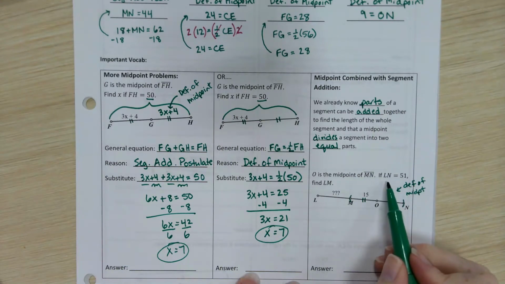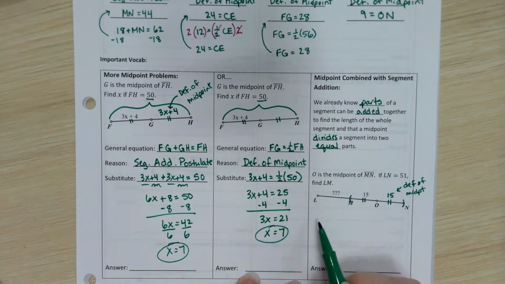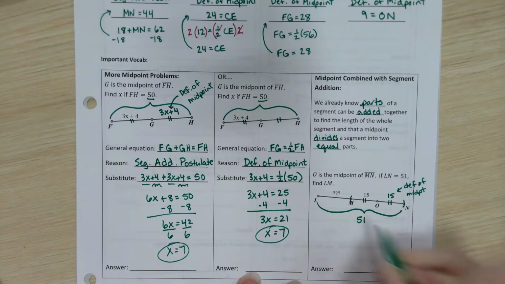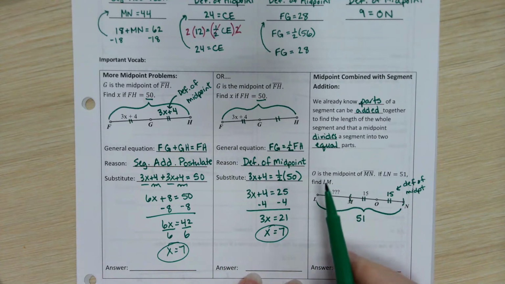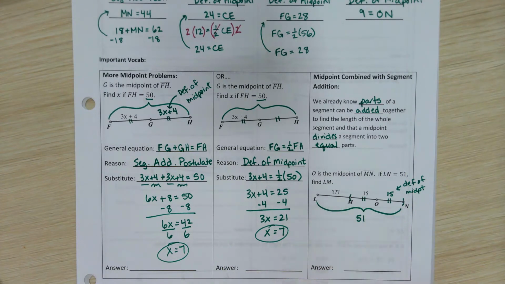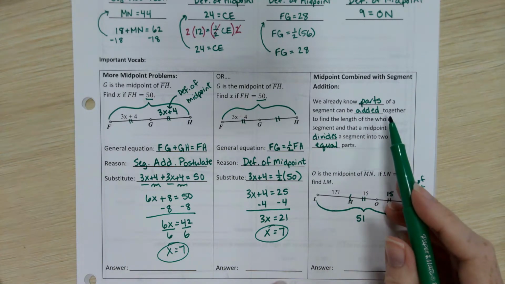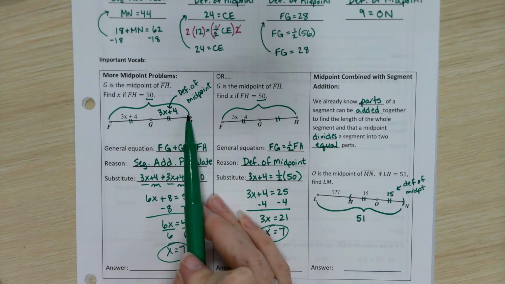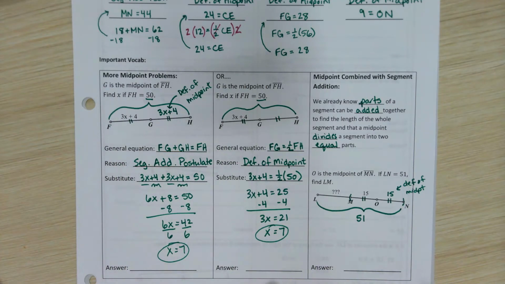And then we have another piece of information that tells us that LN, so that's all the way along this segment, is 51. And our goal is to find the length of segment LM, right there where those 3 question marks are. If you think about what's happened so far, we've used midpoint. We still have segment addition available. And in our example so far, the segment addition postulate has just been 2 segments adding up together to make a whole segment. But we can do that with as many parts as the segment is built into. This one is made out of 3 parts.